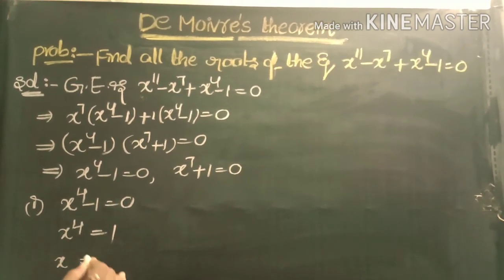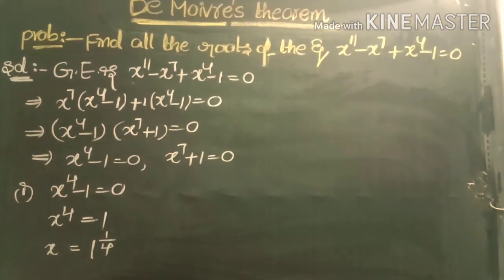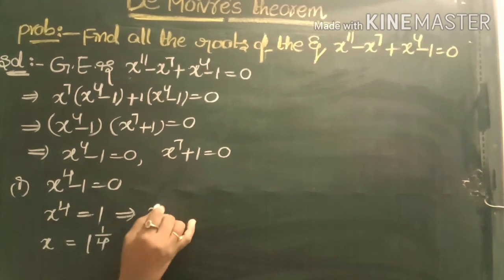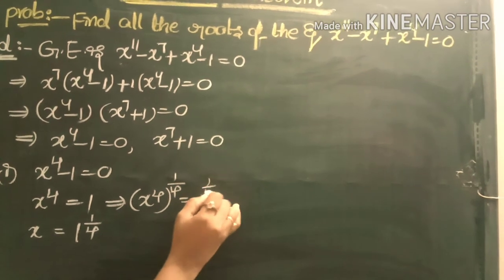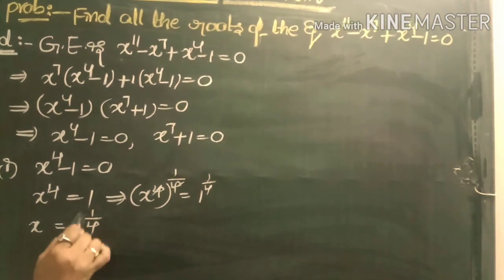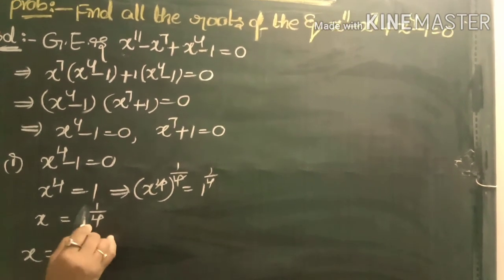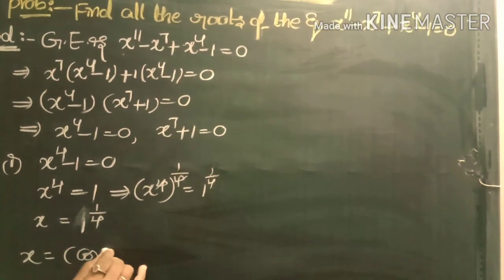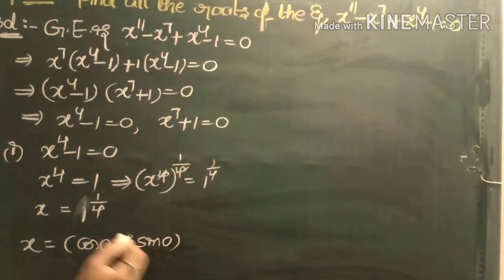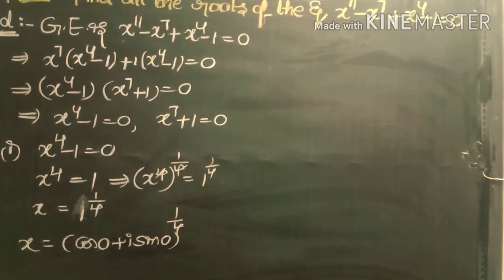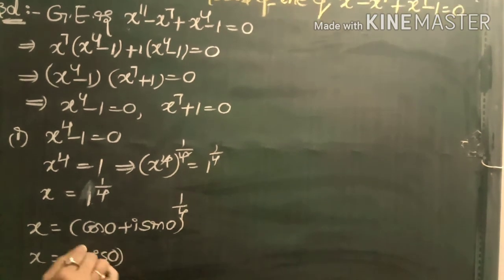Now applying power 1 by 4 on both sides, we get x = 1^(1/4). Applying power 1 by 4 on both sides, (x^4)^(1/4) = 1^(1/4). Means we get x = 1^(1/4), and in place of 1 we take cos 0 + i sin 0. Cos 0 + i sin 0 is nothing but 1. 1 + i into 0 becomes 1, so 1^(1/4) is cis 0 to the power 1 by 4.